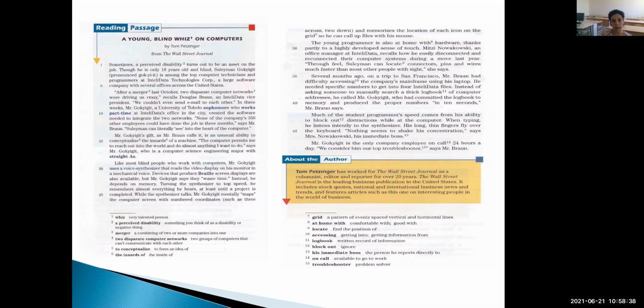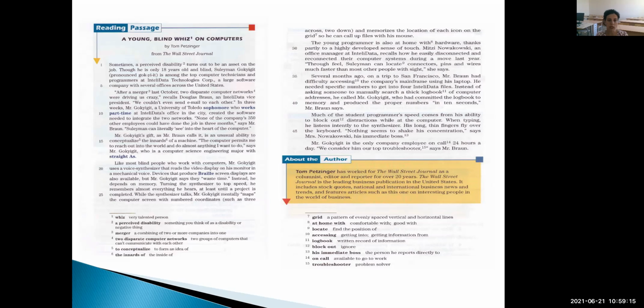Sometimes a perceived disability turns out to be an asset on the job. Though he is only 18 years old and blind, Suleiman Gokit, pronounced as Gokit, don't forget about it, is among the top computer technicians and programmers at Intellidata Technological Corp, a large software company with several offices across the United States. After a merger last October, 2 disparate computer networks were driving us crazy, recalls Douglas Brown, an Intellidata vice president. We couldn't even send email to each other.